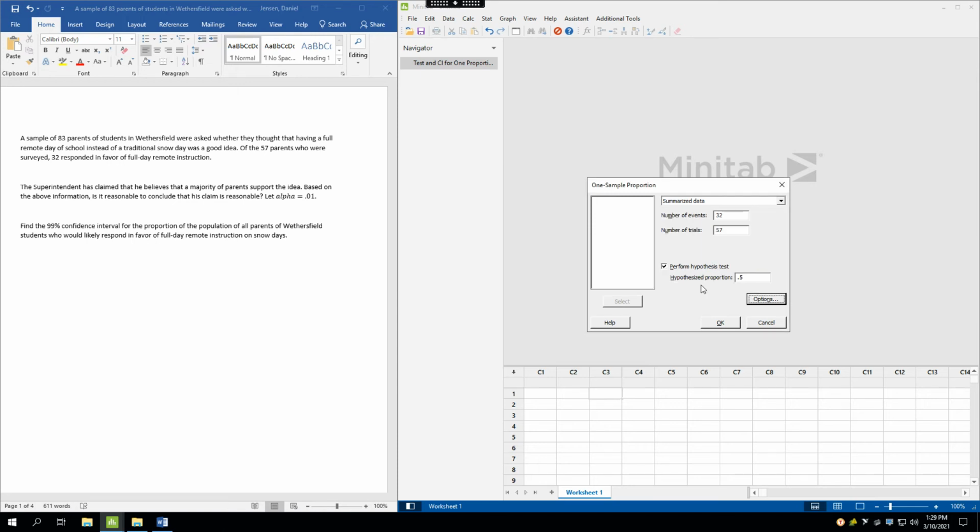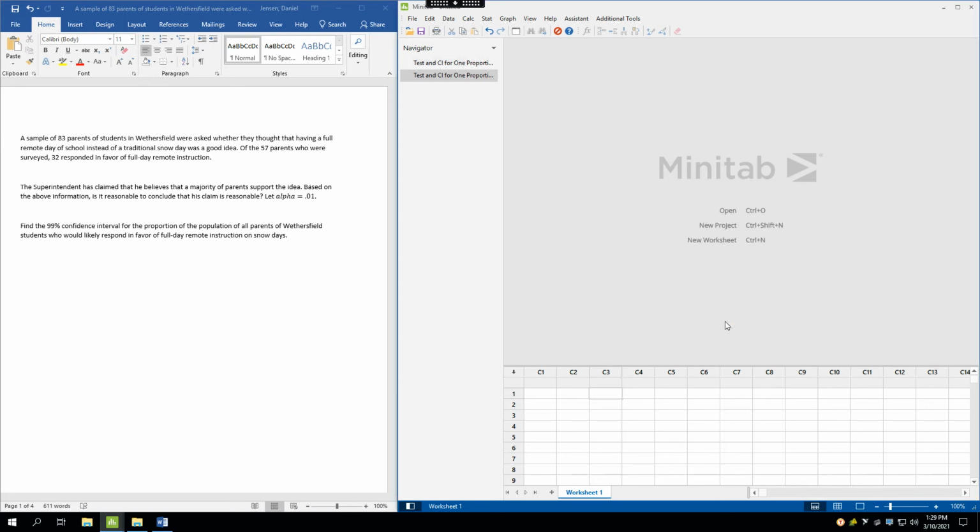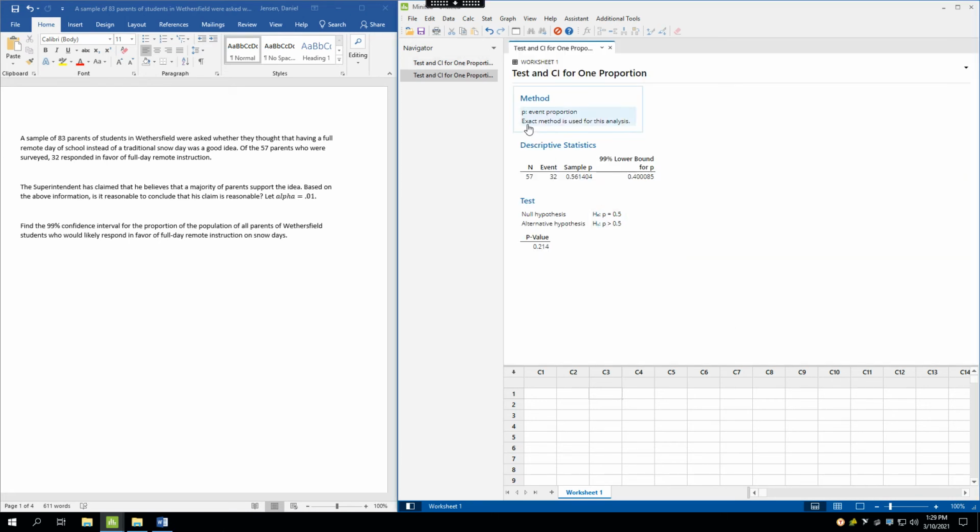Okay, so we hit OK, and then now we click OK. And we see here's our proportion. N is 57. 32 people said yes, so that's a sample p, or a p-hat, of 0.56. So this means they can conclude with 99% confidence that the proportion is at least 0.4.